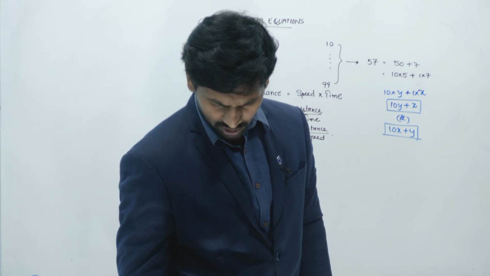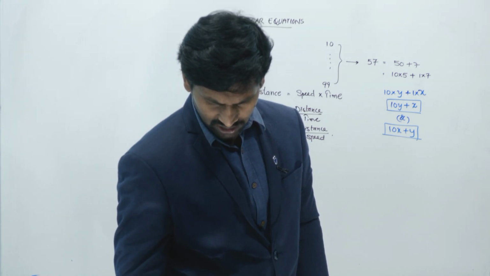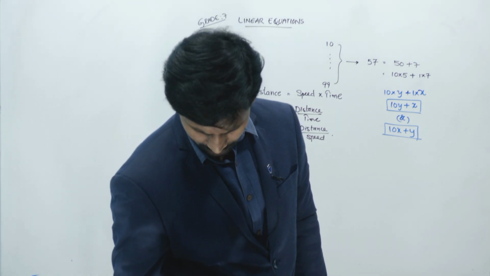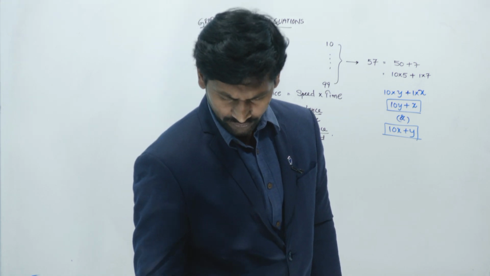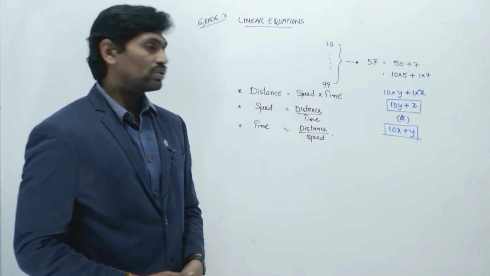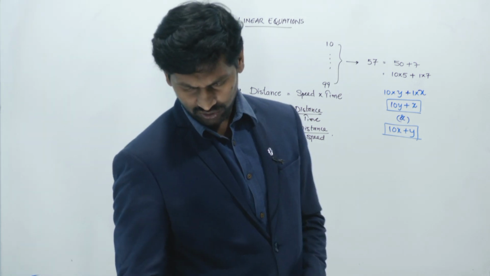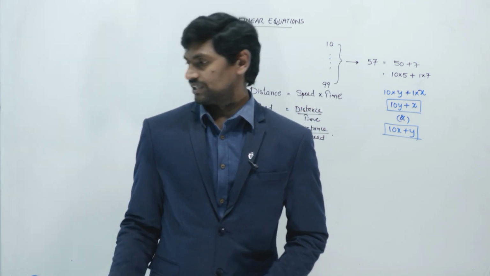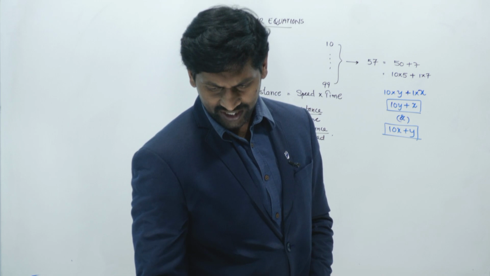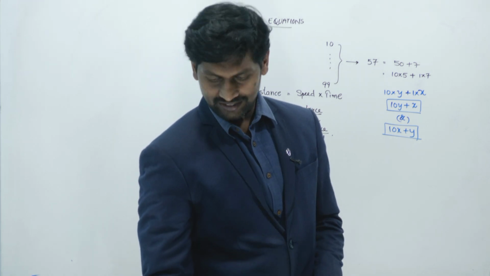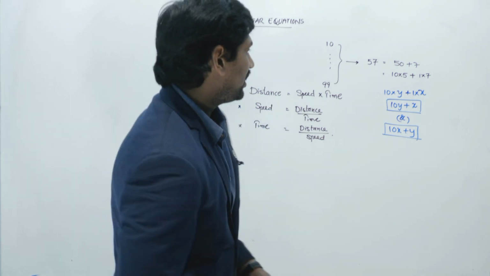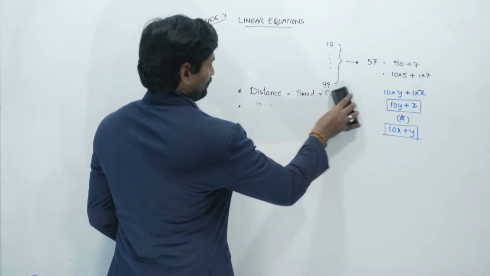Right. Now I'll just go to the first question in the concept based questions. The sum of two numbers is 1000 rupees, and the difference between their squares is 2,56,000. So let us find out the two numbers.